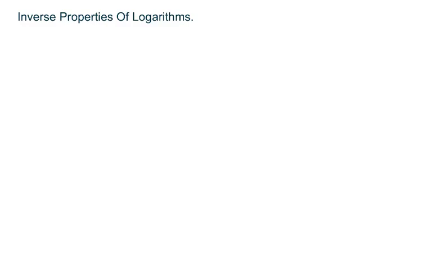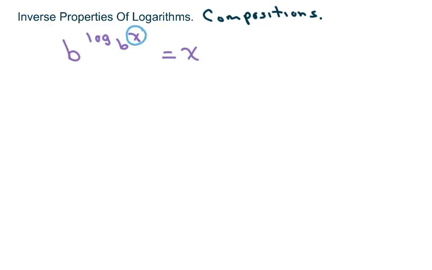Everyone, we're going to do some problems involving inverse properties of logs, and we're also going to do composition of logarithms. So basically, the first thing you need to know is when you see something like this, for example, if you have some base to the log base of x, that's always going to equal x. So when you see something like that, it always equals x, and I'm going to show you why.